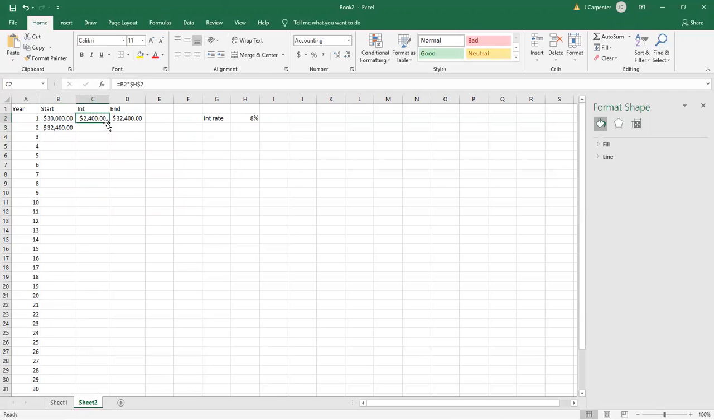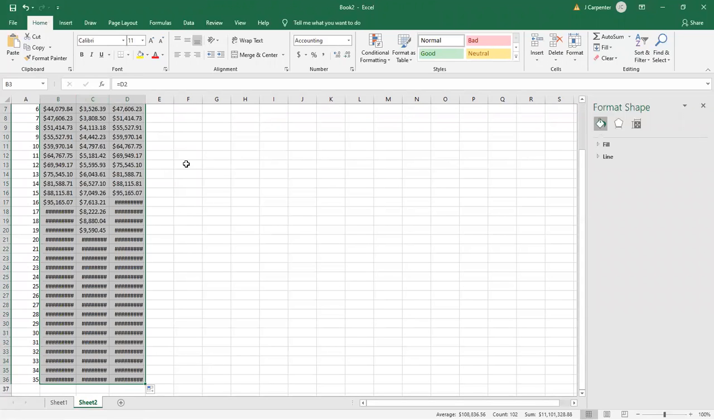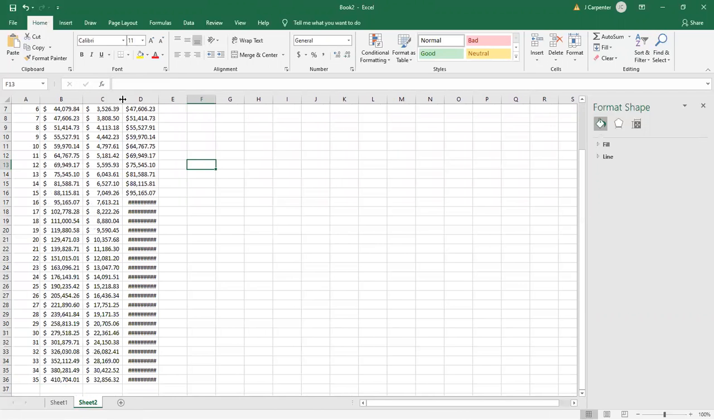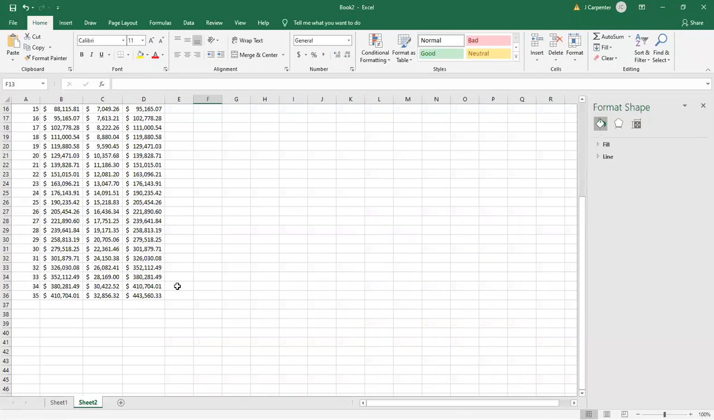Now we can drag the interest formula down, look for any weirdness. It went up a little, so that's good. Drag the ending balance down. That makes sense. Then we can highlight all 3 of these and just grab the fill handle and drag it down for all 35 years. I see some hashtags, so let's widen our columns until we see all the numbers. And there we go. So after 35 years, our $30,000 has, in my opinion, exploded to $443,000.